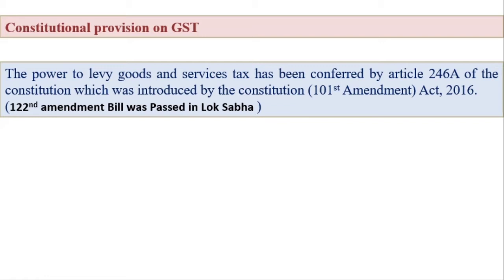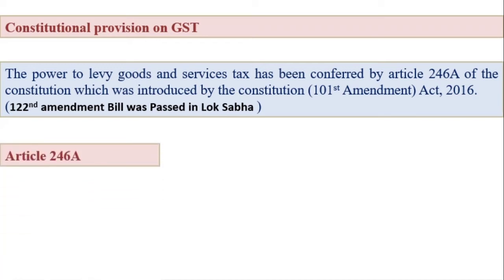But remember, this is very important: when it was introduced in the Lok Sabha, it was Bill number 122nd Amendment Bill. But when it was passed, it became the 101st. Why? Because there are so many bills which are passed in the Lok Sabha but may not become an Act. So that is why this number is reduced from 122 to 101st. So both numbers are important. Whenever it is asked when GST was introduced in the Lok Sabha, its bill number is 122nd, but when it becomes an Act, its number is the 101st Amendment Act.